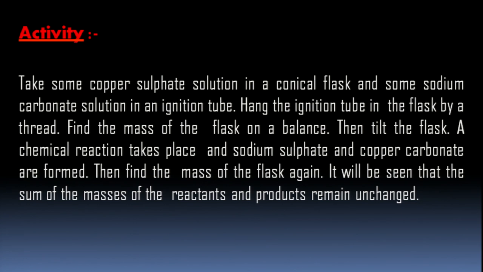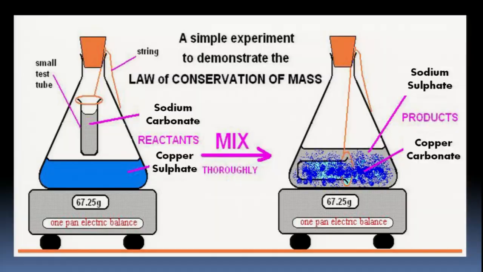Find the mass of the flask using a balance. Then we tilt the ignition tube and a reaction takes place, and sodium sulfate and copper carbonate are formed. Then we find the mass of the flask. It will be seen that the sum of the masses of the reactants is equal to the mass of the products. Now see in this experimental setup, we have a weighing machine, a conical flask, and the ignition tube. The small test tube is known as the ignition tube.